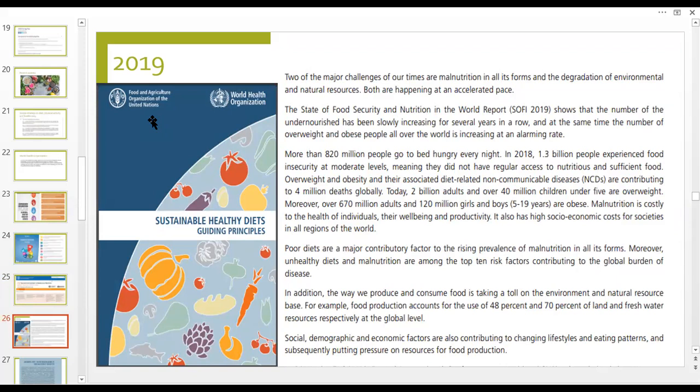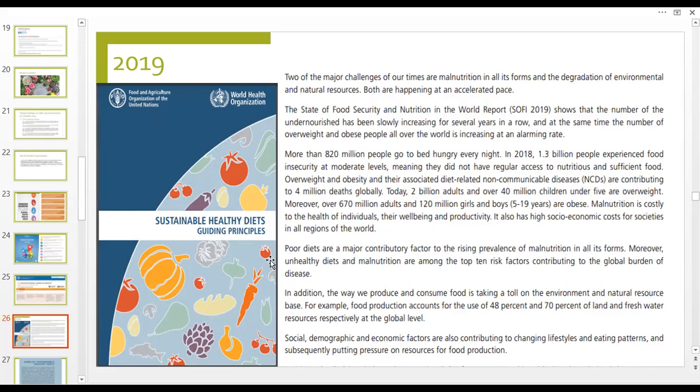So the purpose is that we should provide a sustainable healthy diet for all persons, as the population is increasing and the natural resources and other environmental resources are decreasing. If we consume poor diets, they are a major contributing factor to the rising prevalence of malnutrition in all its forms. Moreover, unhealthy diets and malnutrition are among the top 10 risk factors contributing to the global burden of disease.